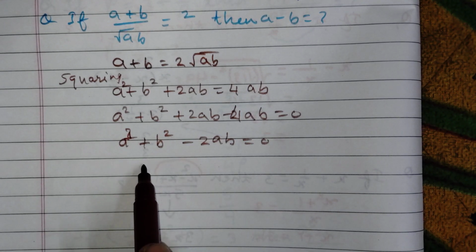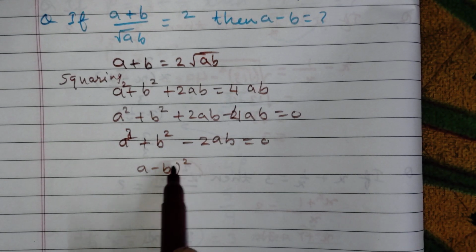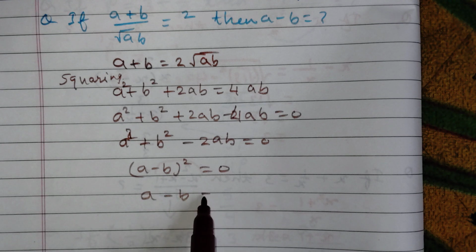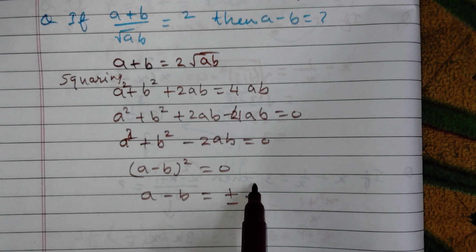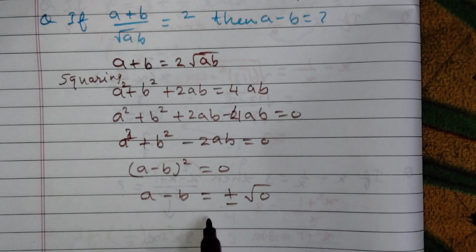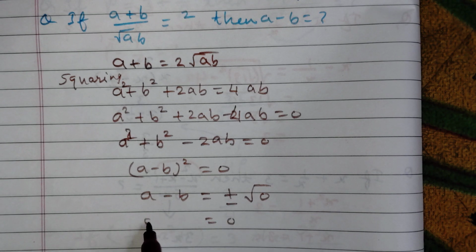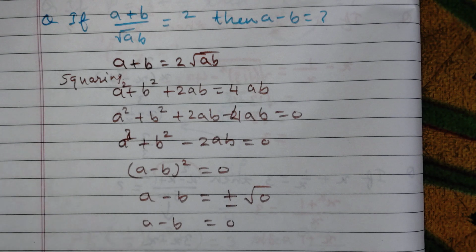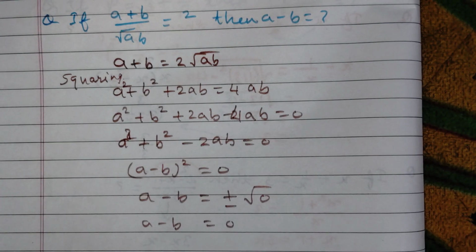This is the formula of a minus b whole square equal to 0. Therefore a minus b equal to plus minus square root 0. So square root 0 means 0. So the a minus b value is 0. The question is asking to find a minus b. Its answer is 0.